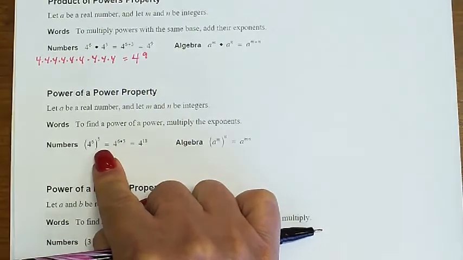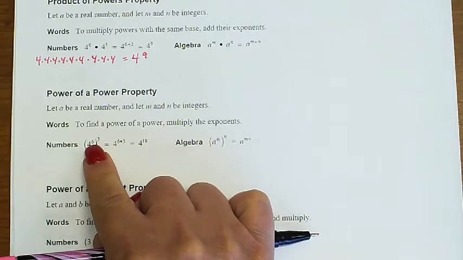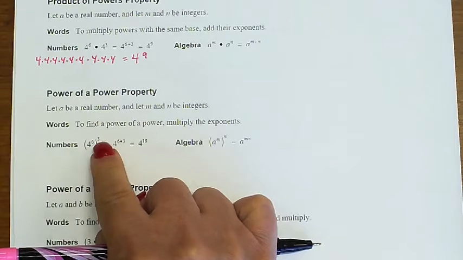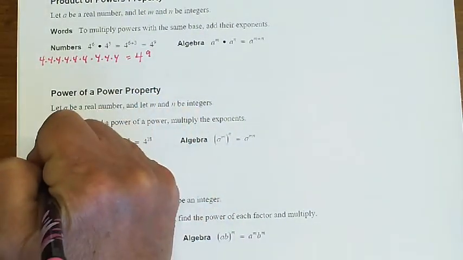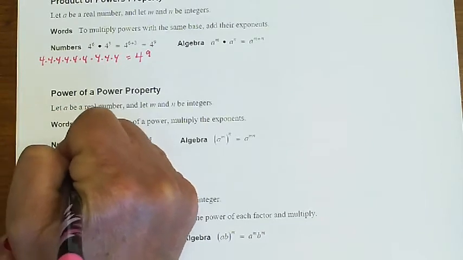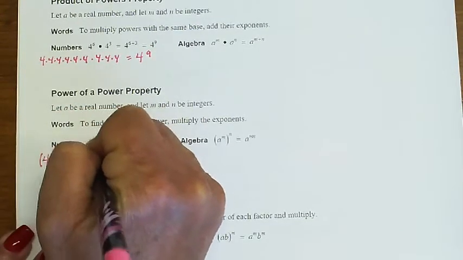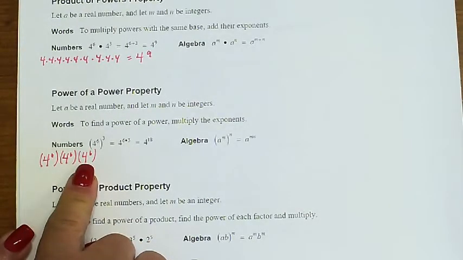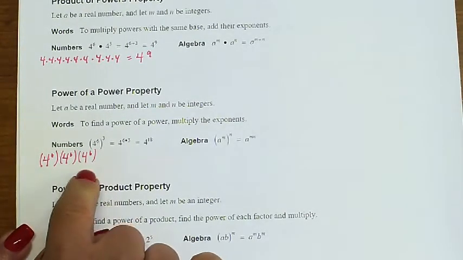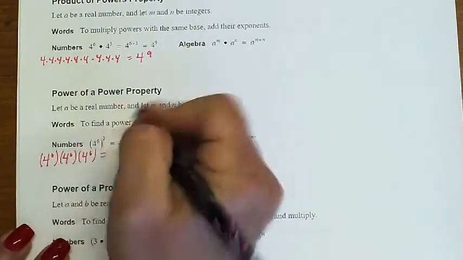So for the power of a power, notice that this is 4 to the 6th raised to the 3rd power. Well, think about what this would look like. Something raised to the 3rd power means you multiply it 3 times by itself. So that would be 4 to the 6th times 4 to the 6th times 4 to the 6th.